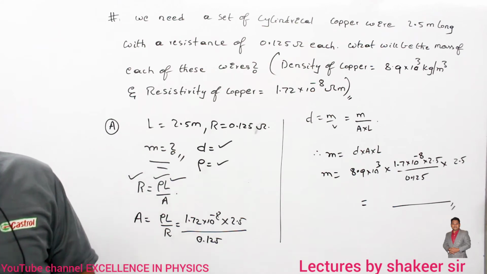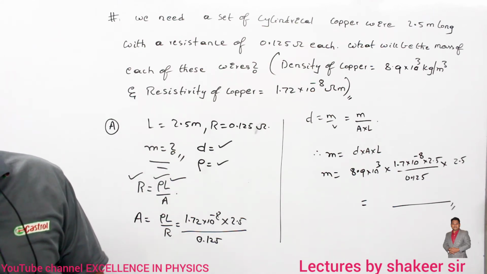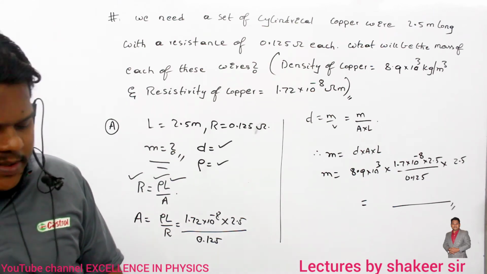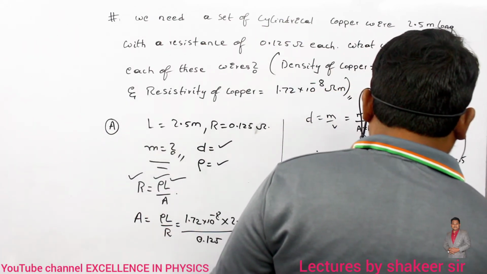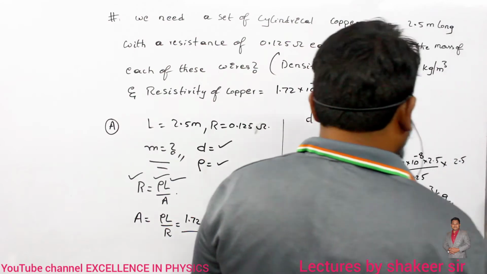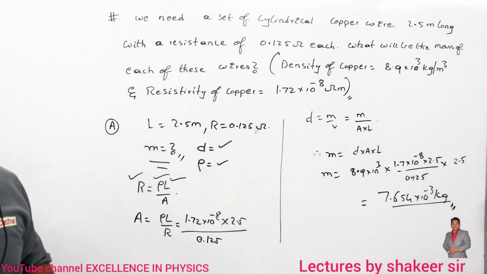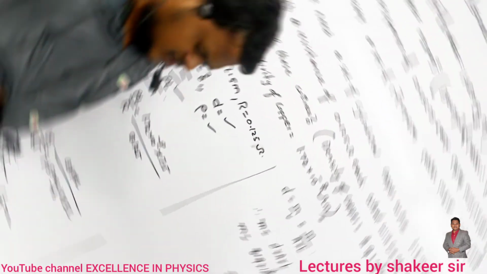Clear? So the answer which you should get is 7.654 into 10 power minus 3 kg. So this is the amount of mass of the copper wire which is required. That's all.